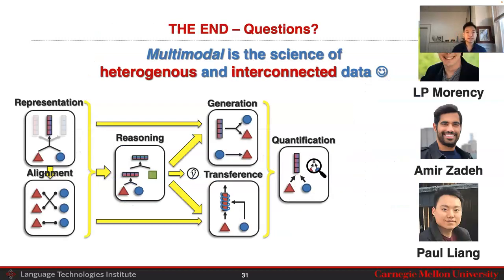So that's the end of our talk, that's the end of our tutorial. And if you want to capture something, it is the fact that multimodal is the science of heterogeneous and interconnected data.